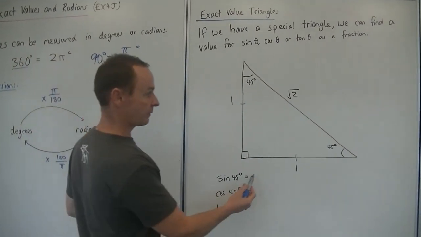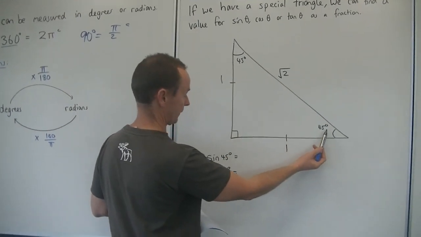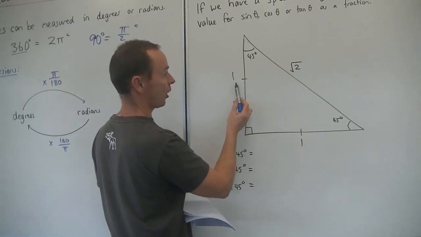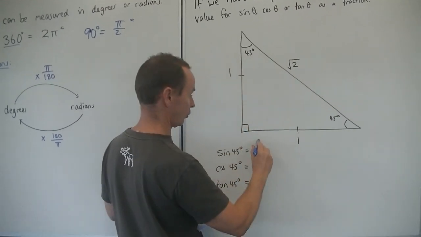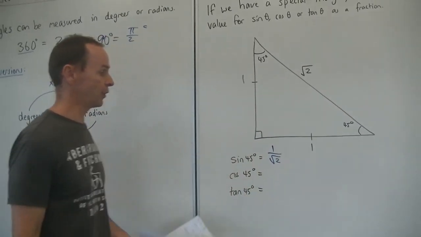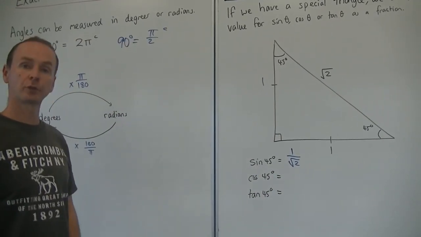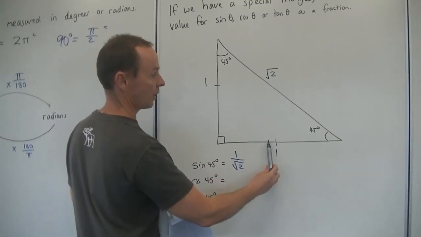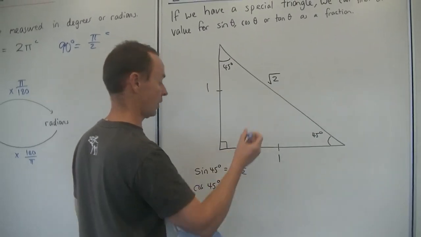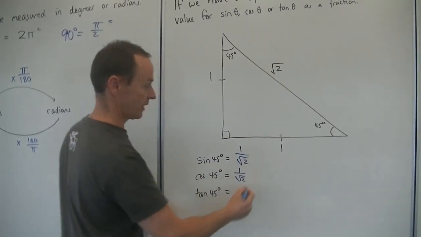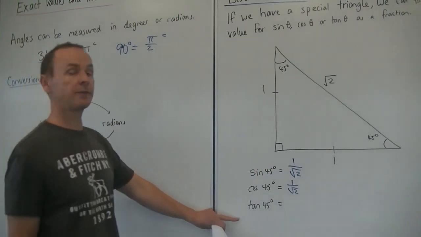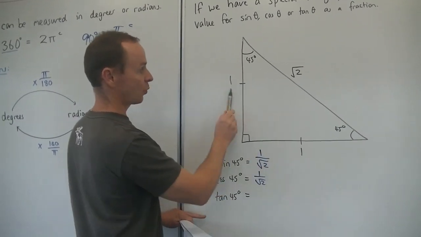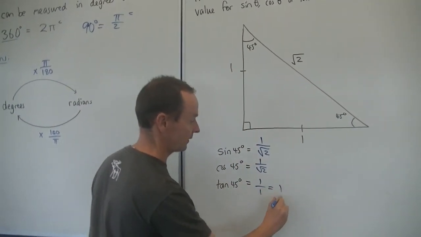So when we work out sine 45, doesn't matter which angle we use, we'll use this one now. Sine, if you remember, is opposite over hypotenuse. So sine 45 is opposite over hypotenuse, so it's 1 over root 2. And that's the first one. Sine 45 is 1 over root 2. Our next one, cos 45. Cos is adjacent over hypotenuse. So adjacent is 1 over root 2. So it's exactly the same again. And tan 45, remember that? TOA. Tan is opposite over adjacent. So it's 1 over 1. So 1 over 1 is equal to 1.